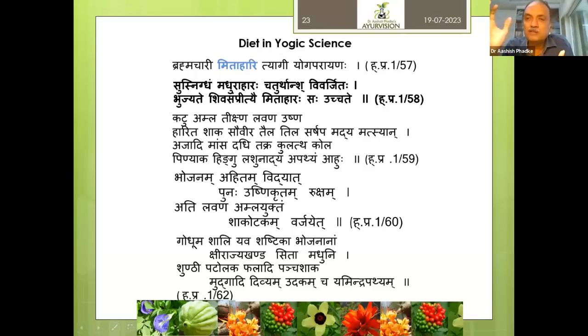Pathya is a term derived from the term patha. Patha means a road. The road which leads to health is known as pathya, and the road which leads to a disease condition is termed apathya. So these are all the list of apathya. Same here they are saying about hingu and lashuna adi. Lashuna means garlic, and onions also.